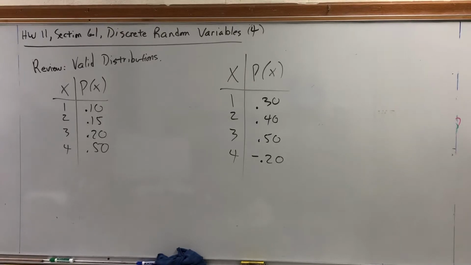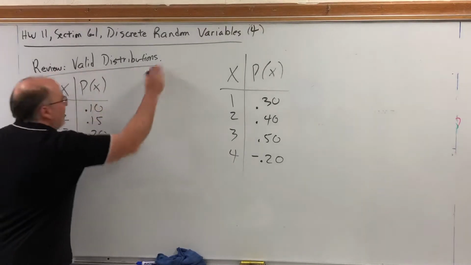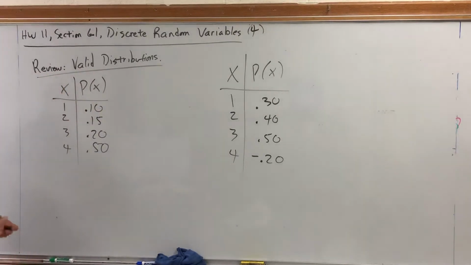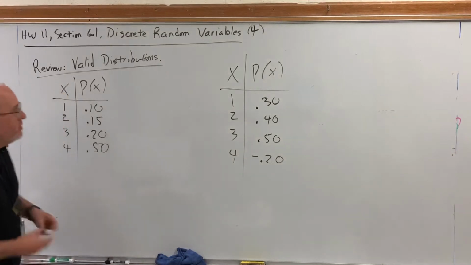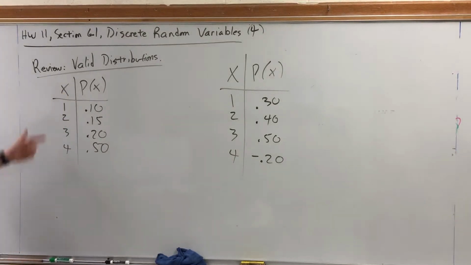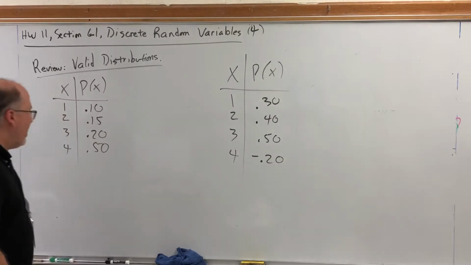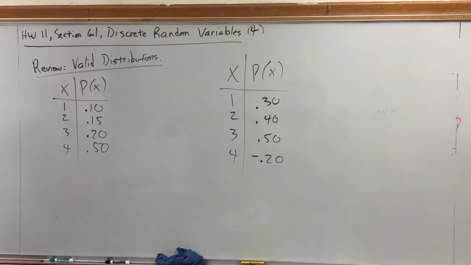Before we move on, I want to review something that we talked about previously, because this will show up in the homework, and that's what constitutes a valid distribution. On the board, I have two distributions for two different discrete random variables. Each one can assume the values of 1 through 4. However, neither one is a valid distribution because each one has a different issue. See if you can spot what the issues are.